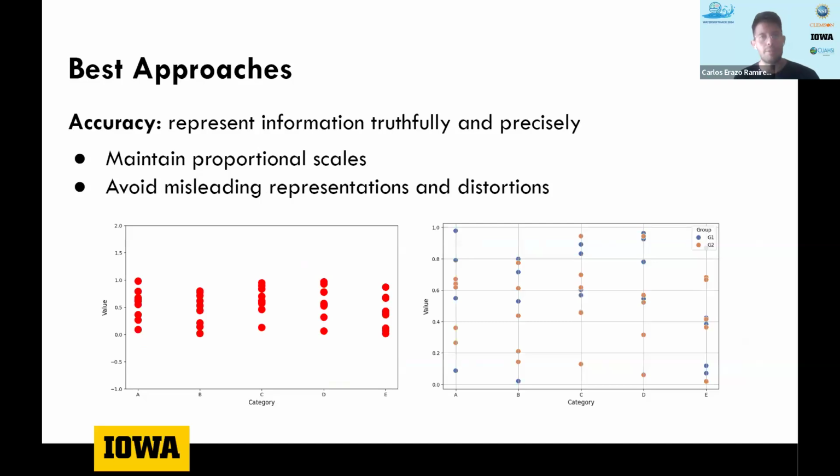Accuracy is representing information truthfully and precisely. We're not trying to show something that is not. We're trying to keep the data that we're showcasing to truly represent what we want to highlight. So, avoiding misleading representations.